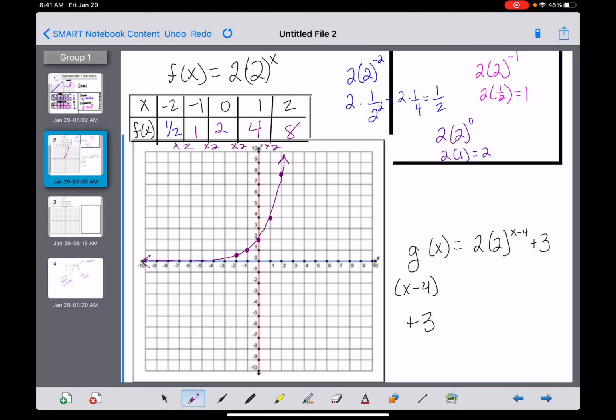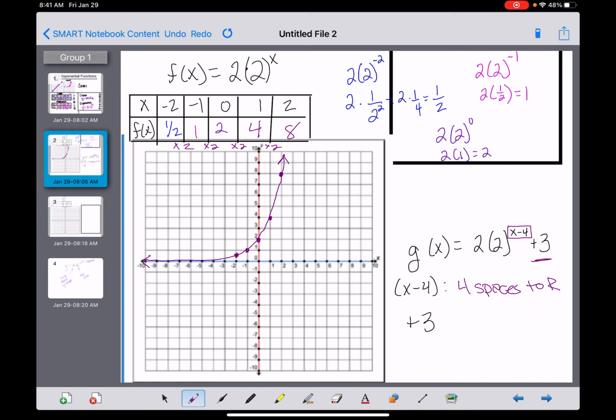So if I take x and I subtract 4 from it, we worked with this a little bit with absolute value. When I subtract 4 from it, that moves our exponential function in the horizontal manner. So when I subtract 4, it moves me 4 spaces to the right.